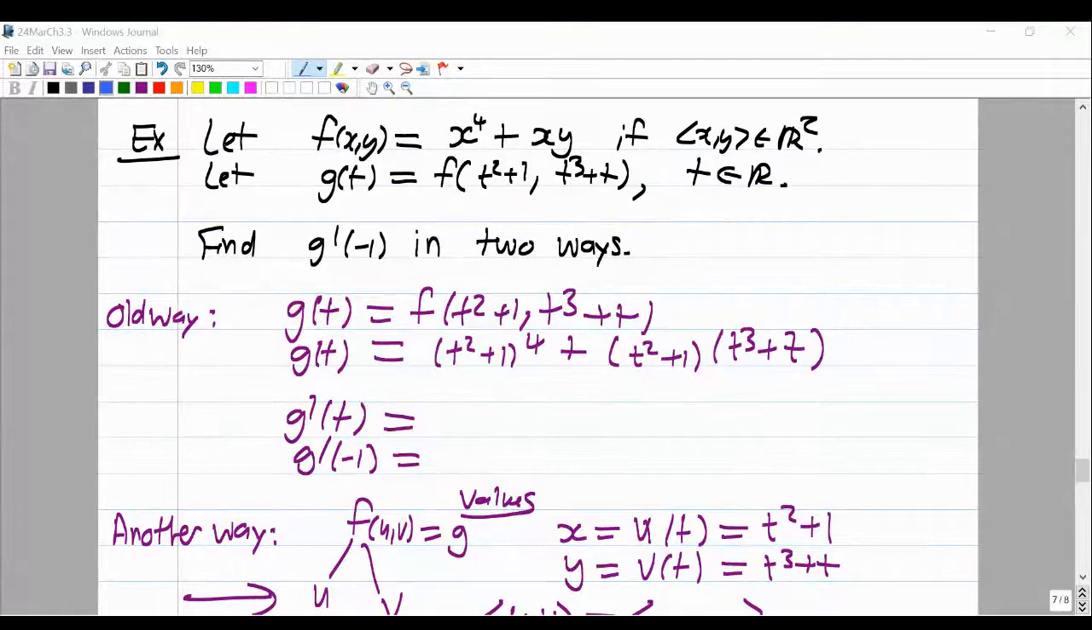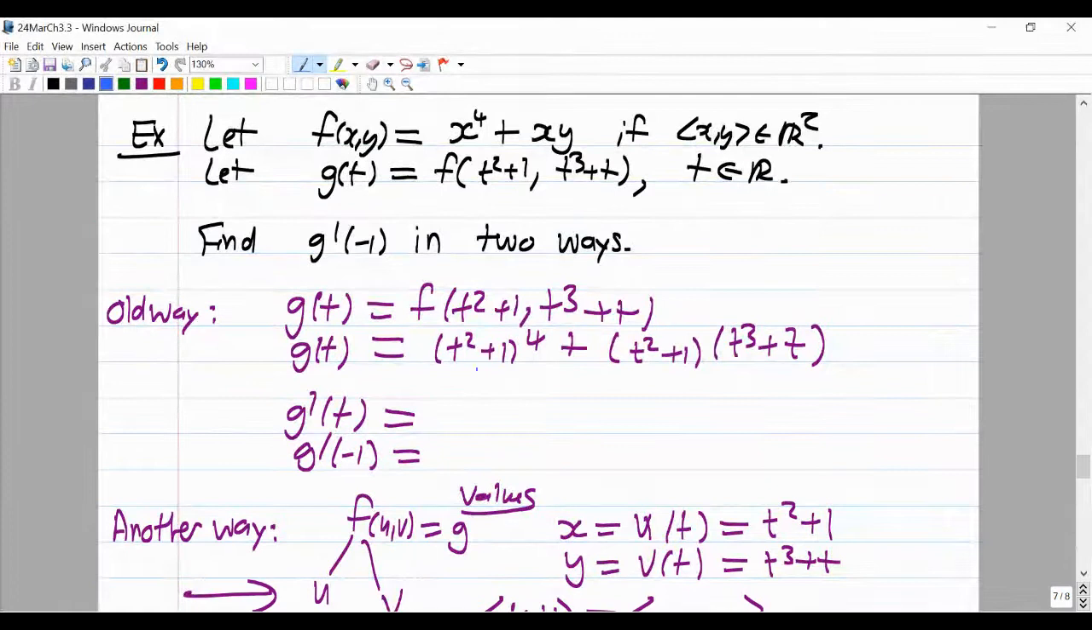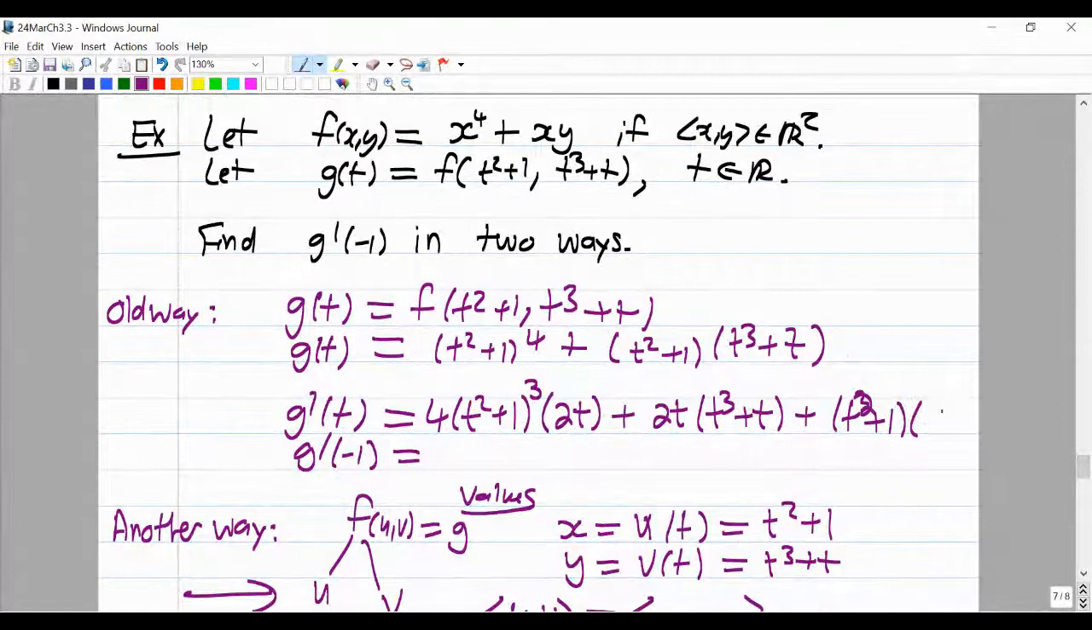So tell the marker, using the chain rule and using the product rule, the derivative, and I hope you double check my mathematics, becomes block to the 4. So it's 4 times block cubed times the derivative of the block, which is 2t. Here I'm using the product rule. So it's the first derivative of the first part times the second part plus the first part times the derivative of the second part, which is 3t squared plus 1.